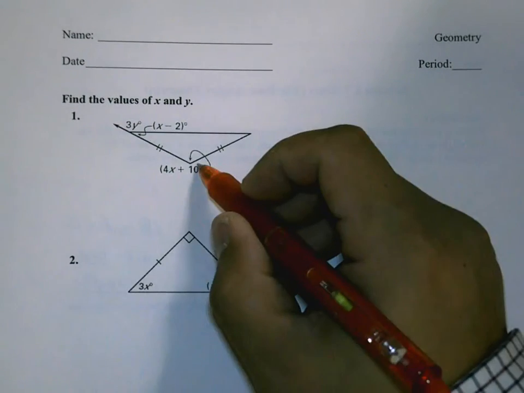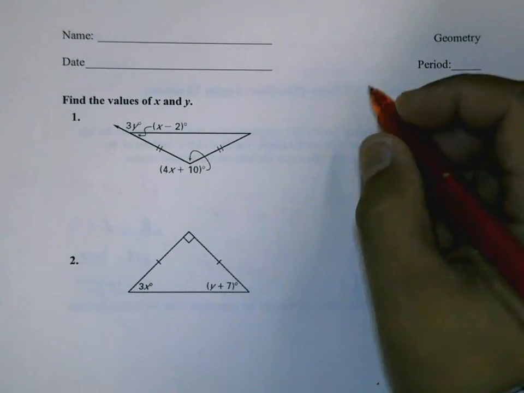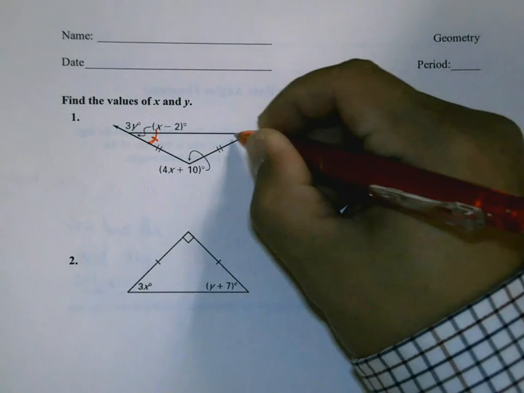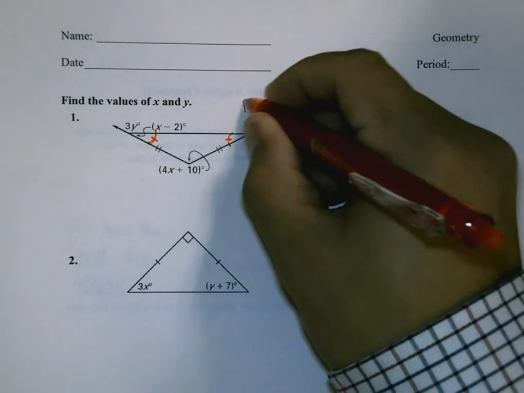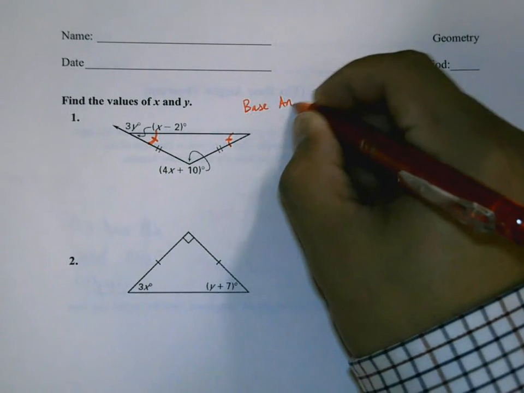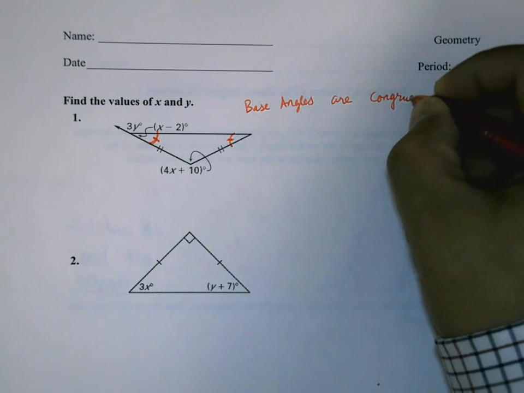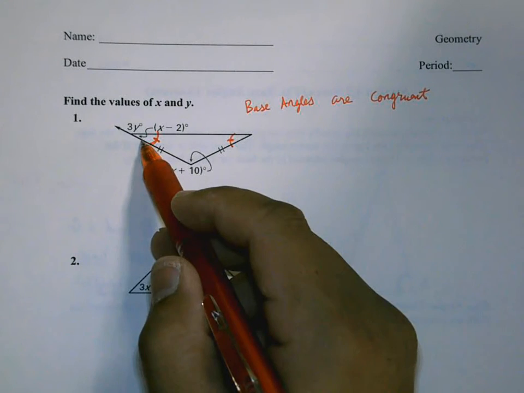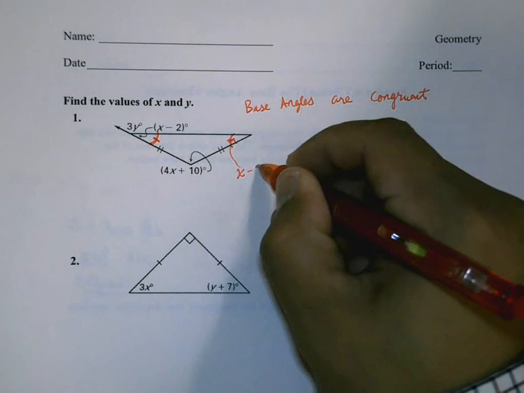One thing right off the bat that you should notice is that these two side lengths are congruent. What that means is that these two angles down here must also be congruent. They're the base angles. The red ones that I drew in are base angles. They're congruent because this is an isosceles triangle. So if this angle in here is x minus 2, that means this angle here is also x minus 2.